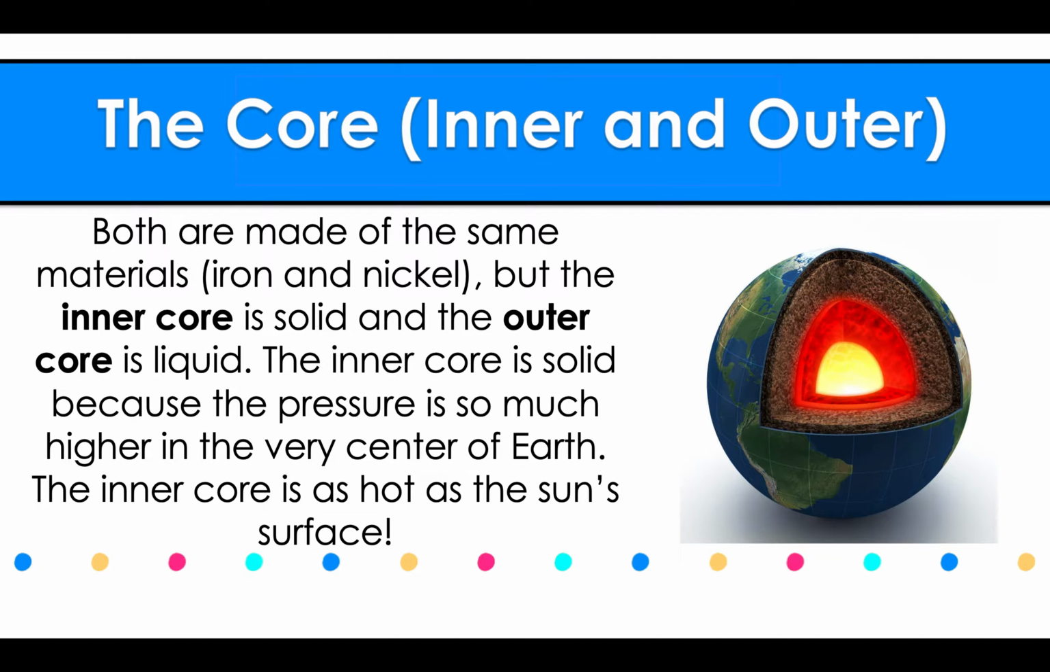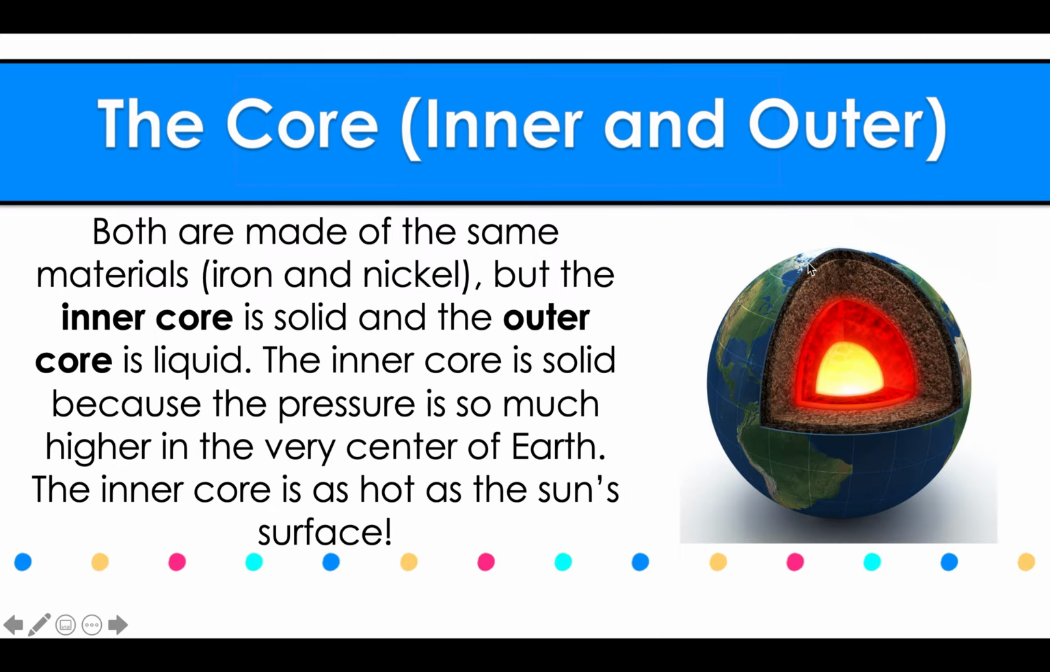All right, then the next part is the core. So we have the inner and outer core. Both are made of the same materials, iron and nickel, but the inner core is solid and the outer core is liquid. The inner core is solid because the pressure is so much higher in the very center of Earth. The inner core is as hot as the sun's surface. That is so hot, I don't even know if you can imagine it.